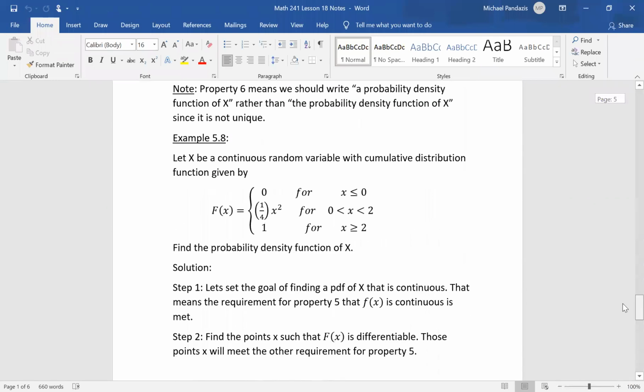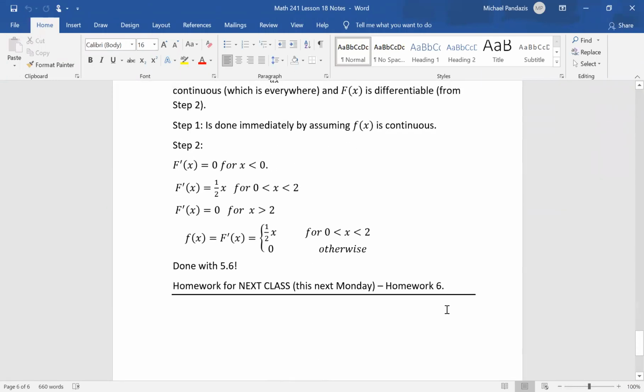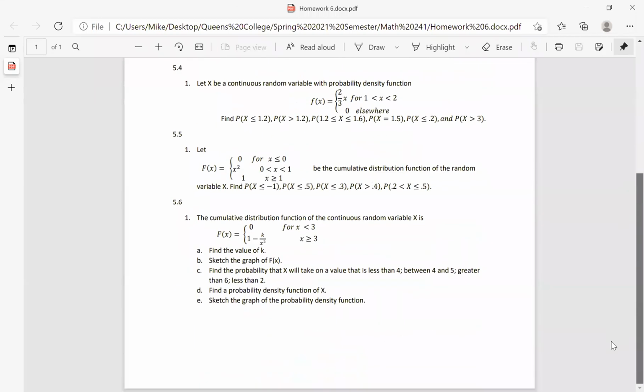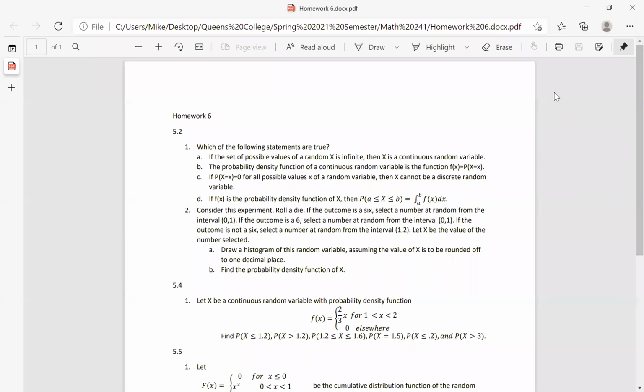Okay, so last lesson, at the end of the lesson, I assigned homework 6. So let's go over homework 6. Does anyone have any questions about particular problems from homework 6? Anyone have any questions?